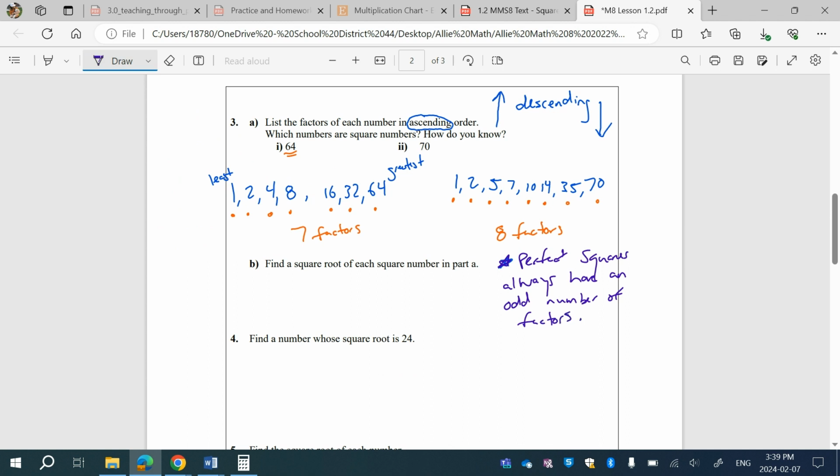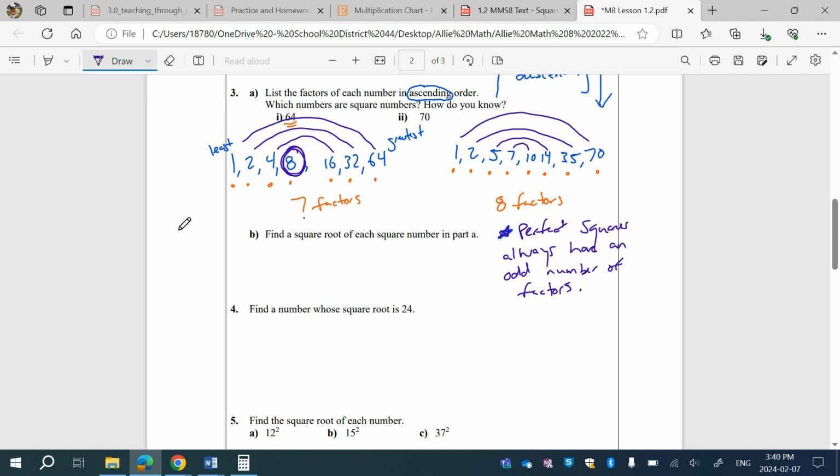Okay, let's think about why this is true. This is true because think about, look, the 1 matches up with the 70. The 2 matches up with the 35. The 5 matches up with the 14. And the 7 matches up with the 10. That's even. But here we have the 1 match up with the 64. The 2 match up with the 32. The 4 match up with the 16. But then the 8 multiplies by itself. So you end up with this odd number of factors. So that's a way how you can tell by the number of factors if a number is a square number or not.